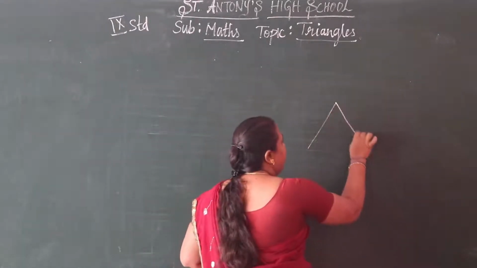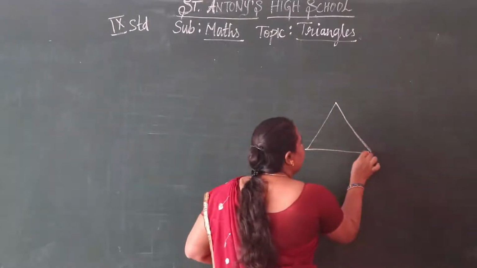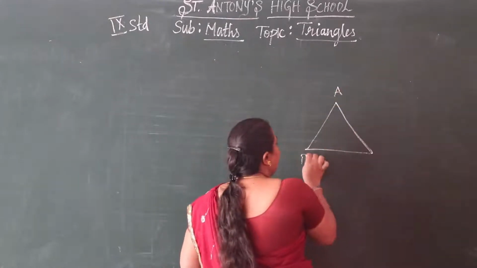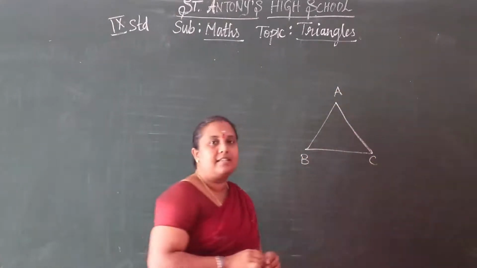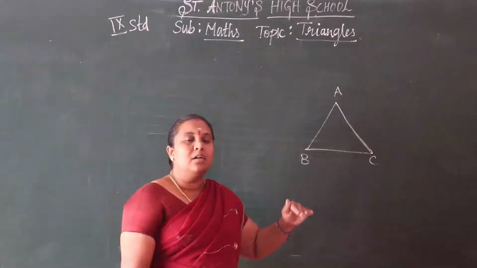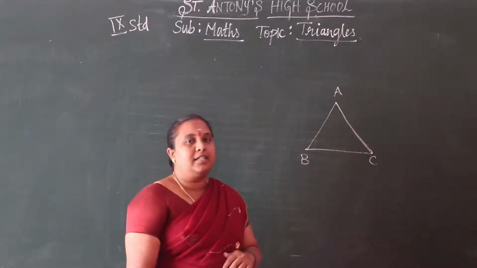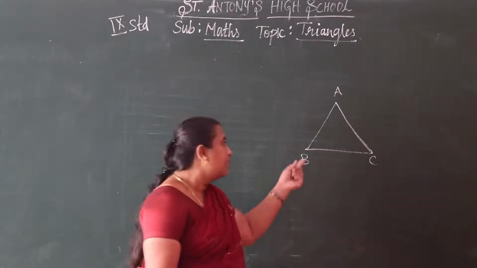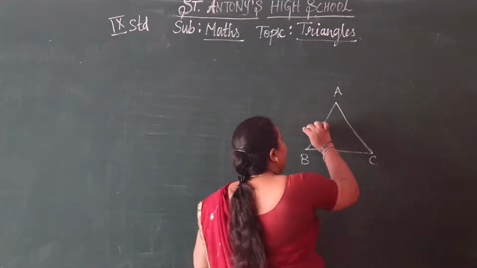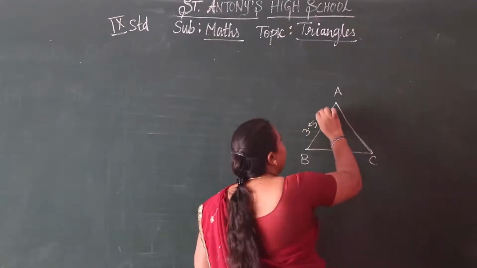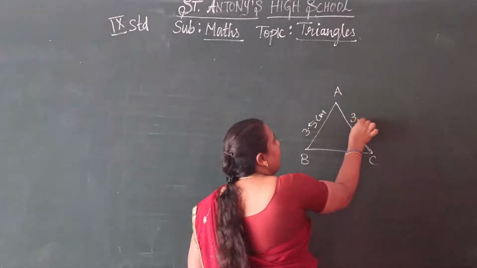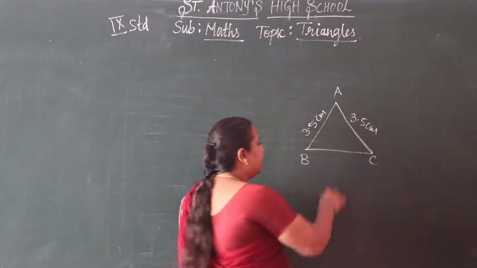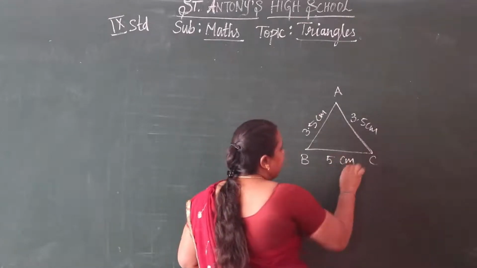So this is a triangle. We can name it as ABC. Here we can take two sides that are equal. The two sides of the triangle are equal. What are those sides? AB and AC. AB is 3.5 centimeters and AC is also 3.5 centimeters. And the other side of the triangle is 5 centimeters.